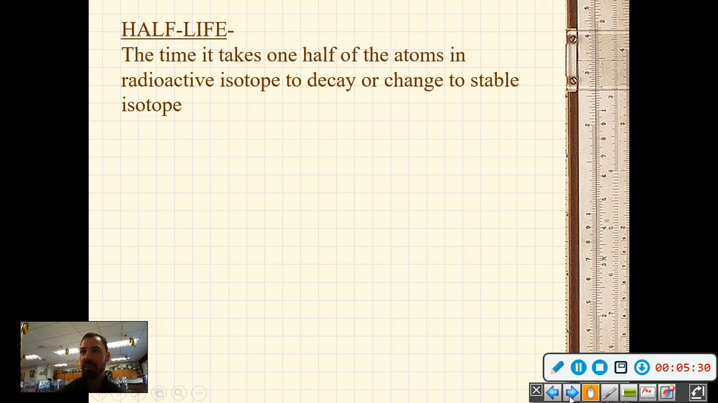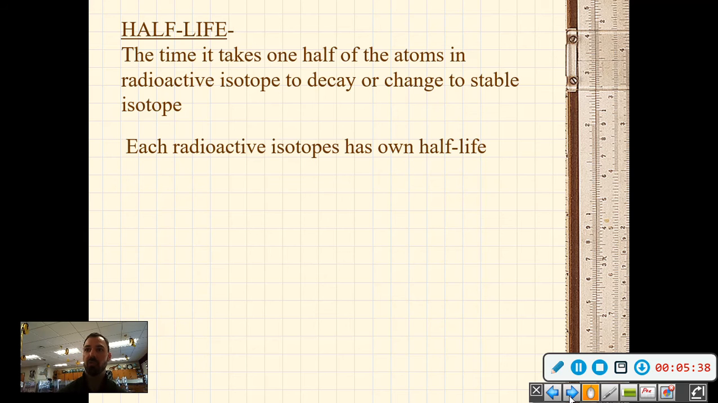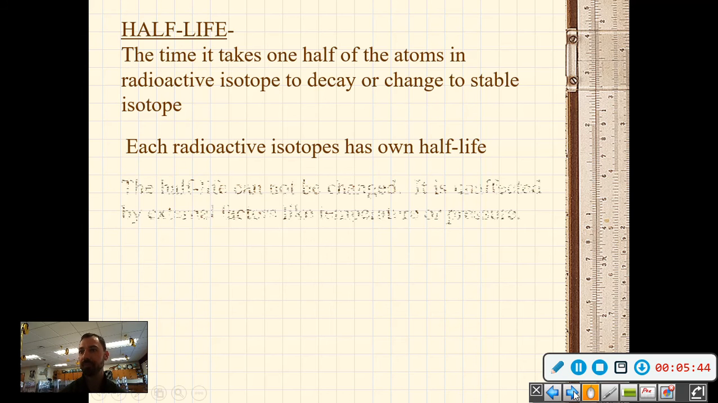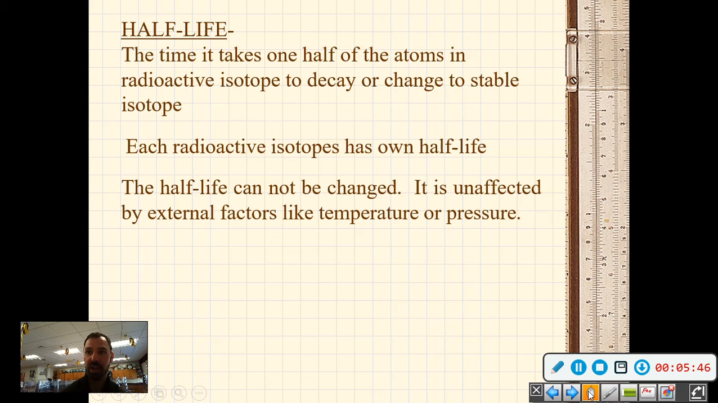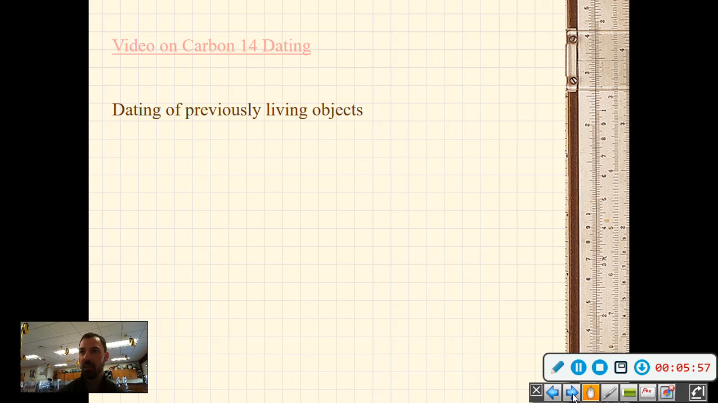Okay, so the half-life is the time it takes for one half of the atoms in the radioactive isotope to decay or change to its stable isotope form. Each radioactive isotope is going to have its own individual half-life, like you saw on the chart before. The half-life cannot be changed. It's unaffected by any external factors like temperature or pressure, so that's why it's a good thing to use. There is a video which I'll put the link up for. You guys can look at that video, and it's definitely a good one. It explains this and shows some visuals on it.